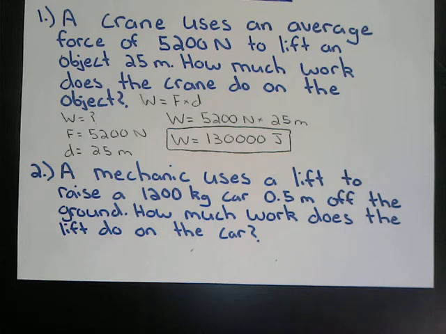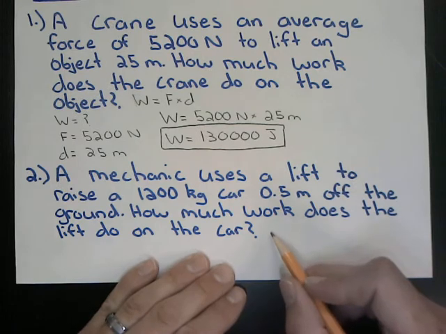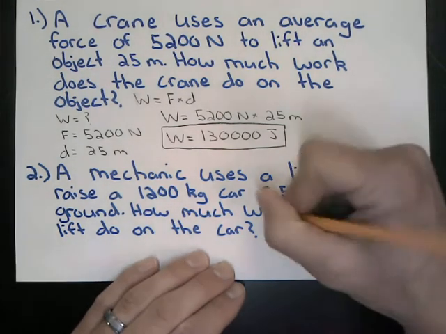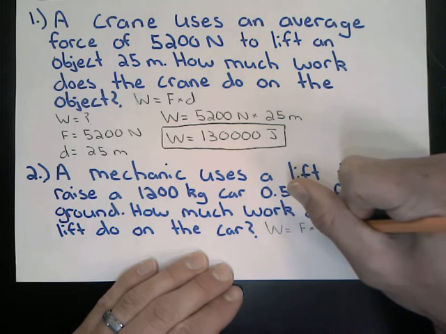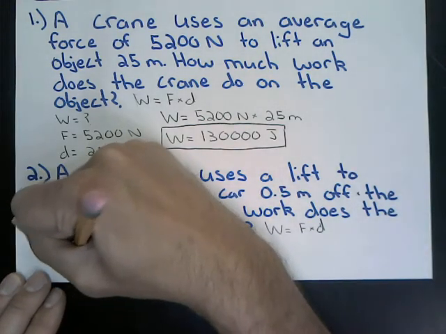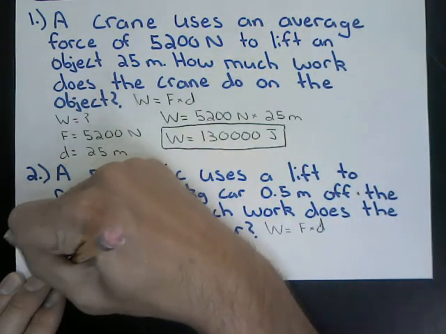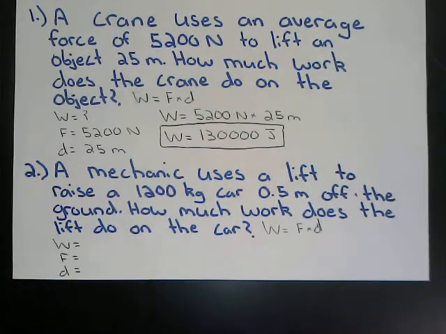Now, second problem here, a little bit more involved. A mechanic uses a lift to raise a 1,200 kilogram car 0.5 meters off of the ground. We want to know how much work the lift does on the car. So again, running out of room here, but work equals force times distance. Now, work is W, we list it here. F is our force, and then D is our distance.